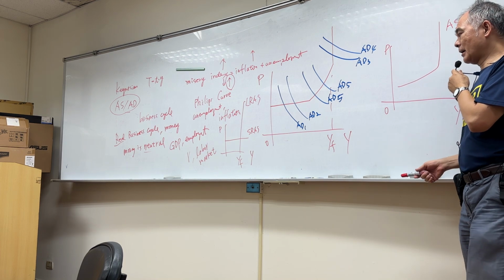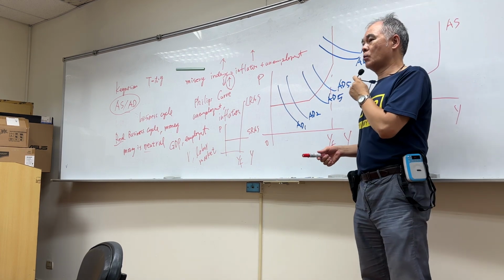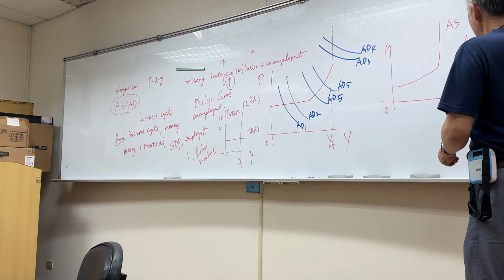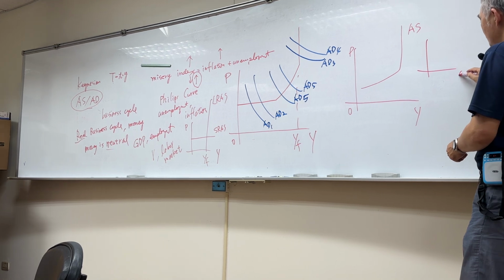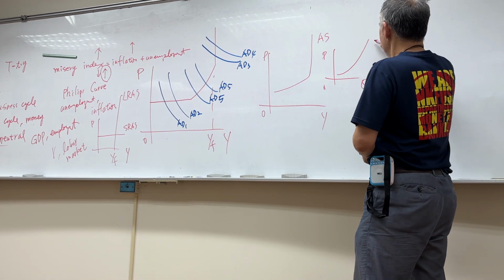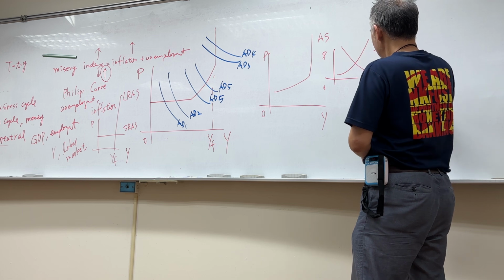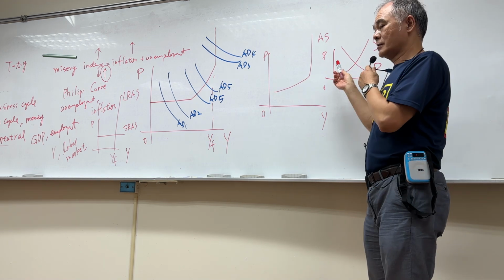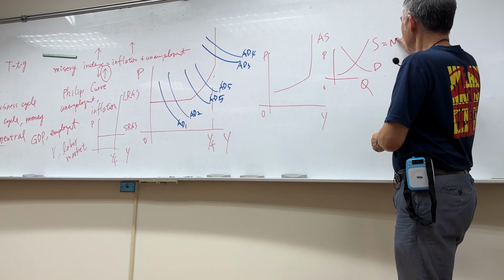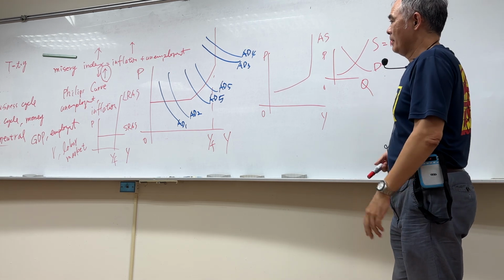So aggregate supply is different from what we usually have, right? So we usually have quantity here, this is the price, and this is supply, and this is demand, right? What does the supply represent? The supply represents marginal cost, okay?